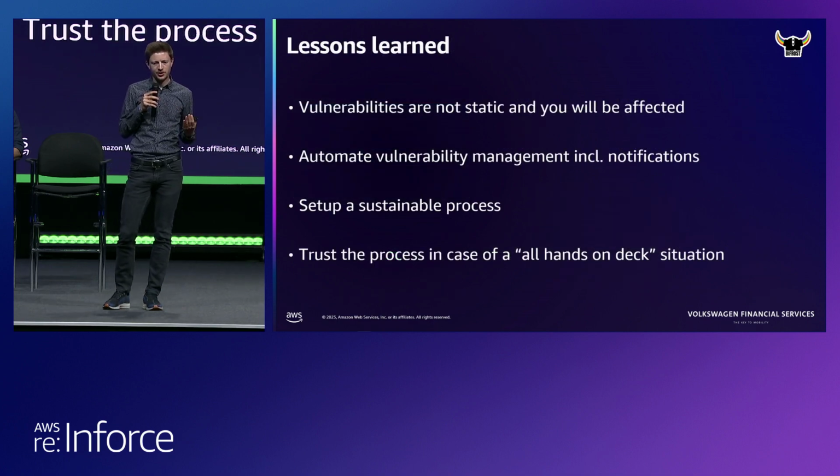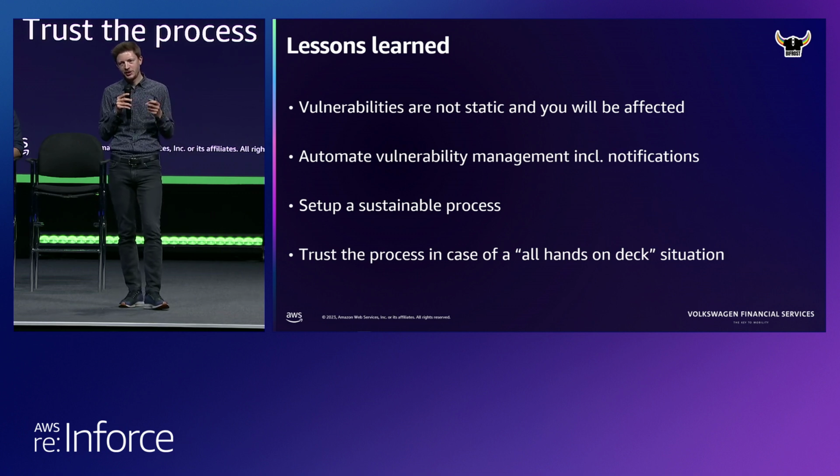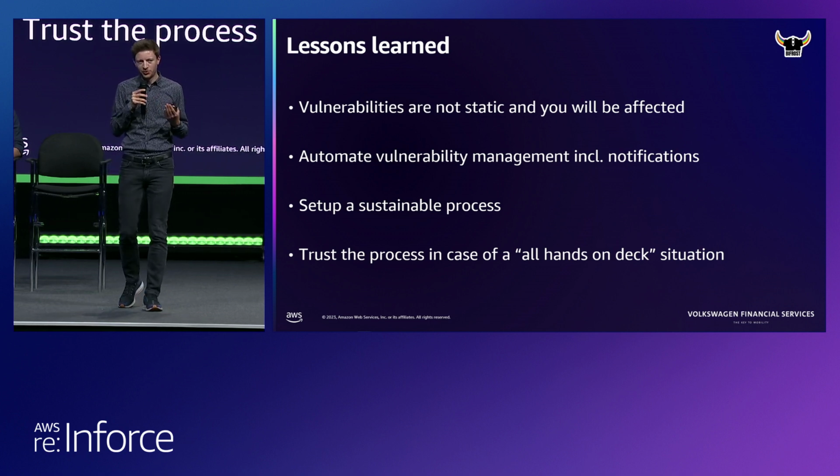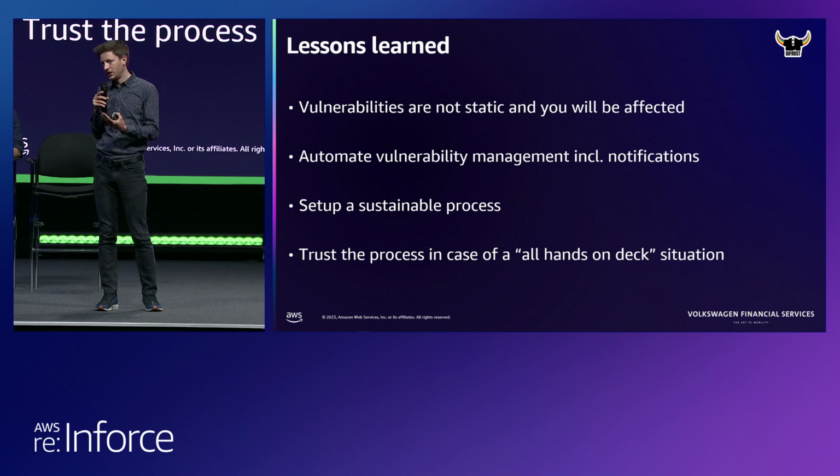And quickly, the lessons learned. Definitely, vulnerabilities are not static. They will happen. They happen mostly at a very bad time, when you actually focus on different things. And you definitely will be affected. There's just no way around it. You need to accept that, and you need to have a vulnerability management setup which includes notifications so that you can easily notify your teams. You need to set up a sustainable process, but it should also be a pragmatic process, which actually lives in the real world, so which is actually executable by everybody.